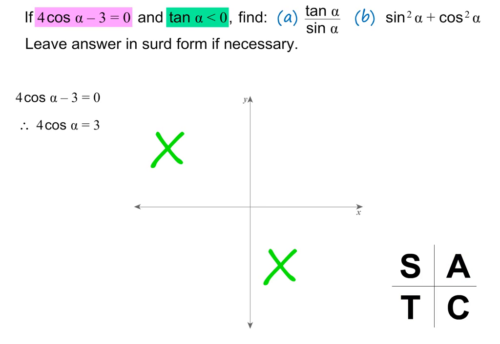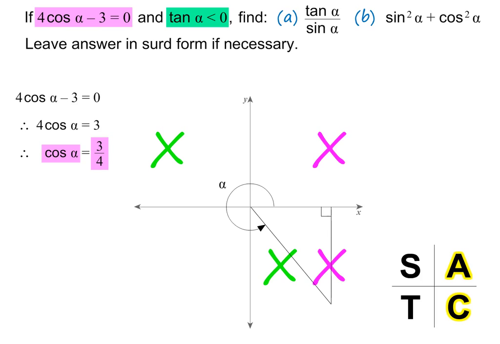In order to get cos alpha on its own on one side, we need to add 3 to both sides. Then we need to divide both sides by 4. Cos alpha is therefore positive, which means that angle alpha must lie in quadrants 1 and 4. Let's again use crosses to indicate this on our sketch. This means that angle alpha must lie in the fourth quadrant.